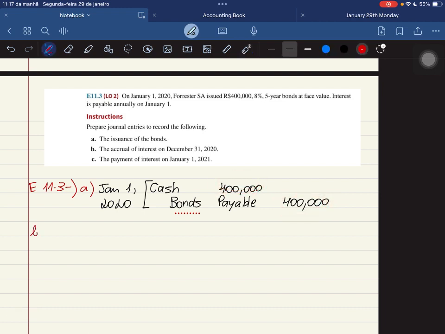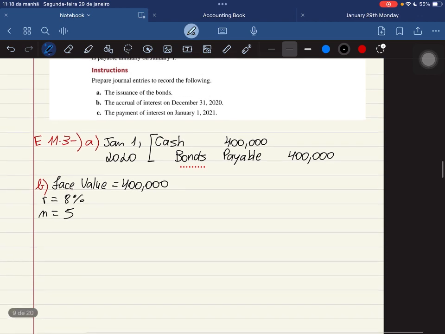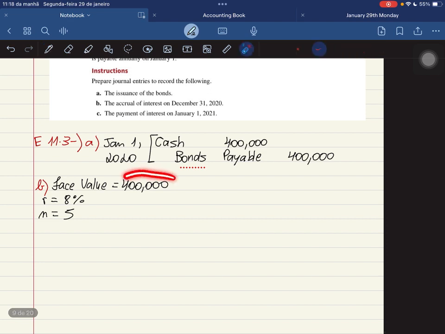B. The accrual of interest on December 31st, 2020. Okay, let's go ahead and put all of the information that we have over here. We have the face value, which is 400,000. We have the rate, and this is annually, so we don't have to divide by anything, it can just be 8%. We have the number of periods, which is 5 years.